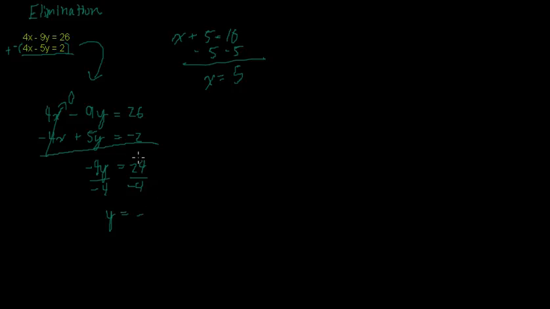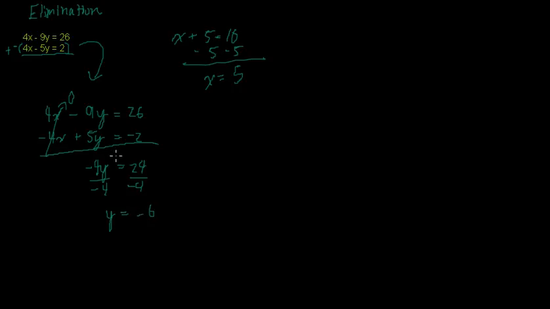a positive divided by a negative is a negative. So we know that 24 divided by 4 is 6, and since it's a negative, it'll be negative 6. We know now that y is equal to negative 6.